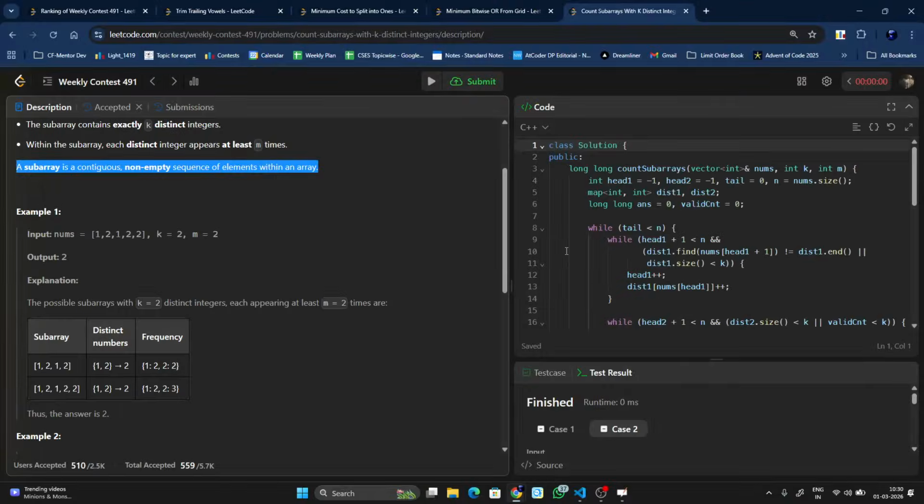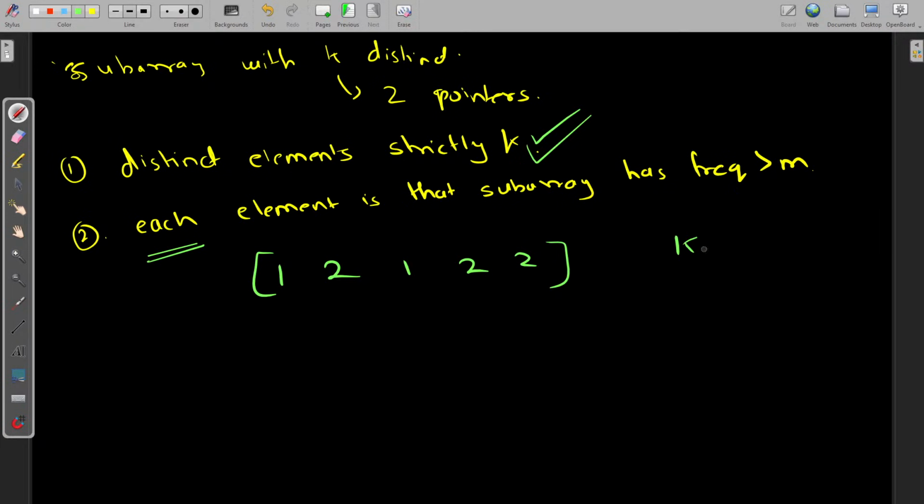Let's take this array, where k equals 2 and m equals 2. So we know that this problem was solvable using two pointers. So maybe we can just extend that particular idea and try figuring out something. So let's start. We will initialize L equals 0, R equals 0.